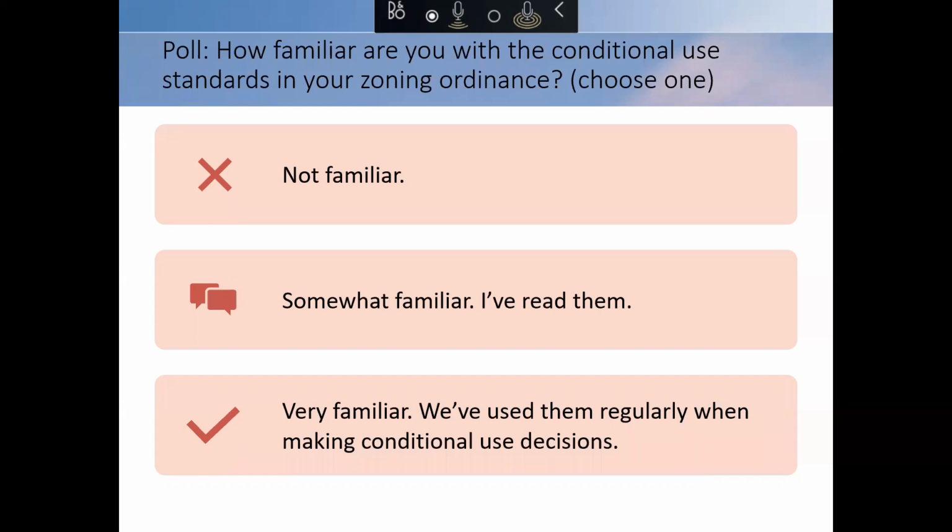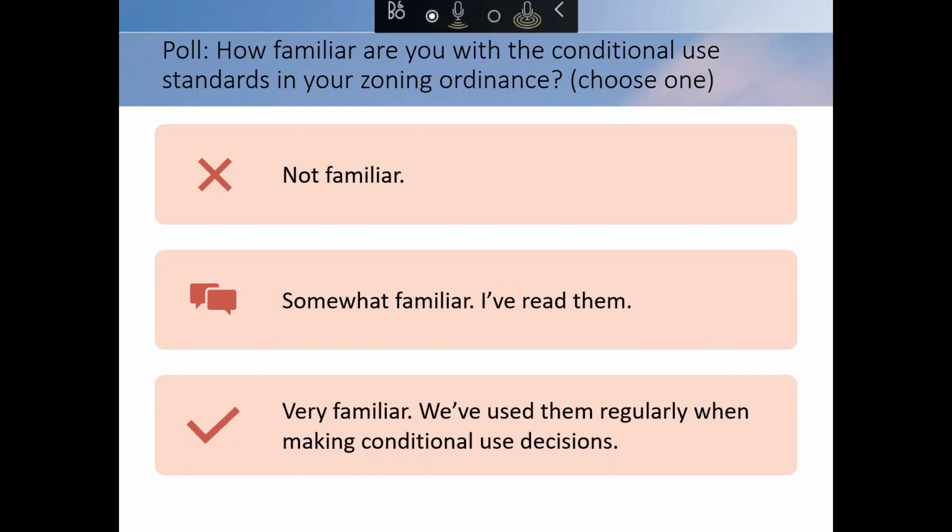Okay. So here are the results that we have. 64% said they're very familiar with their conditional use standards. We use them regularly when making conditional use decisions. Great. We had 26% that said somewhat familiar. I've read them. That's good. And a small percentage, 11%, that are not familiar. If you are a decision maker that makes conditional uses, I recommend you look at them in your zoning ordinance.